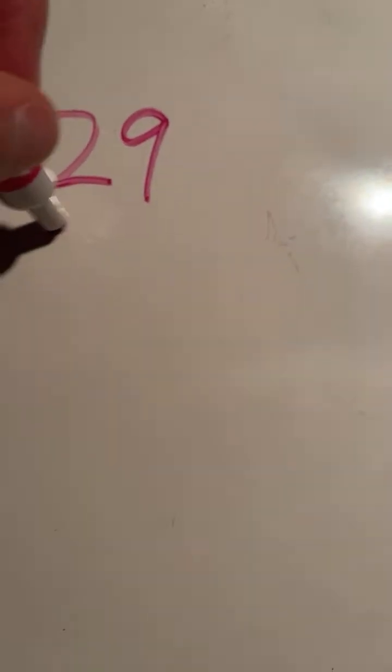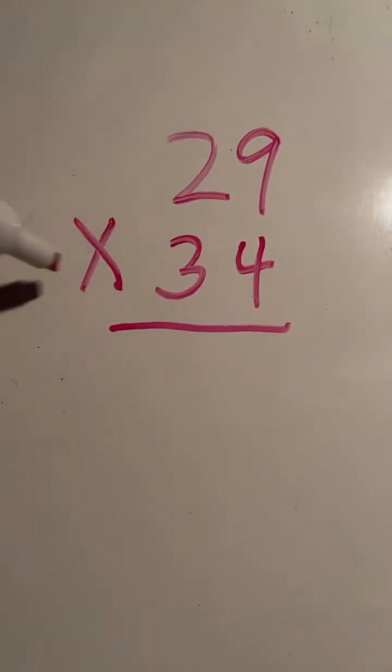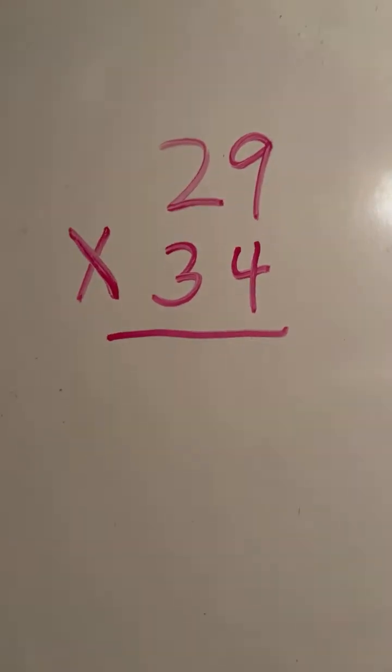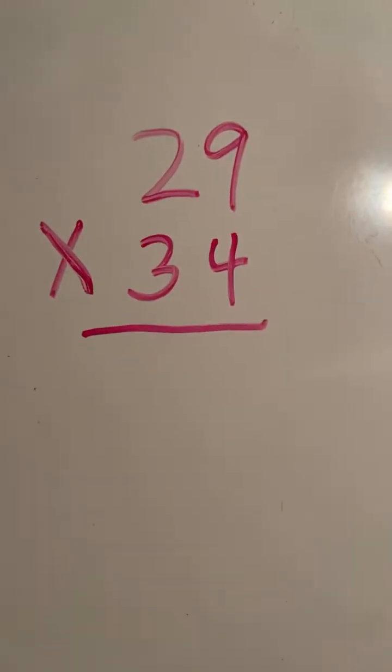Next example problem. 29 times 34. So we're going to start out by multiplying the 2 digits in the ones place. 9 times 4 equals 36.